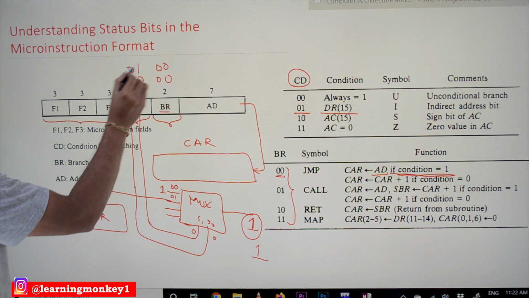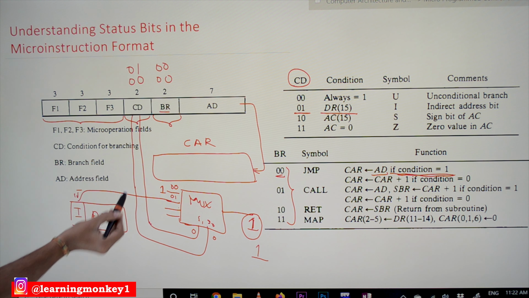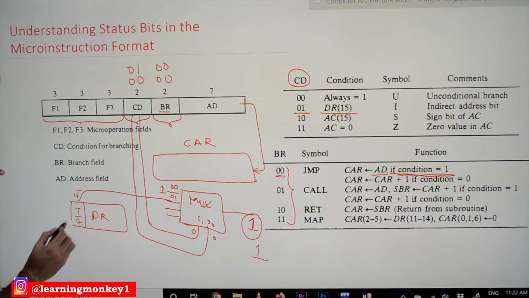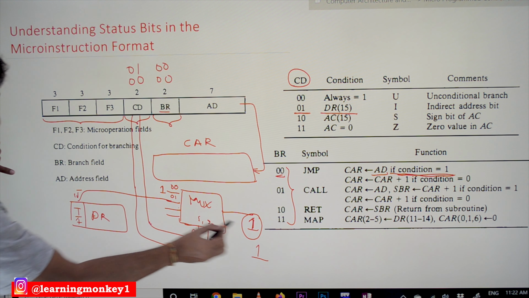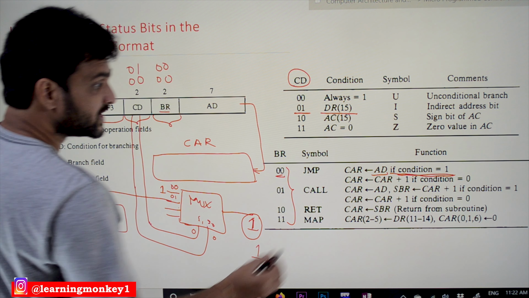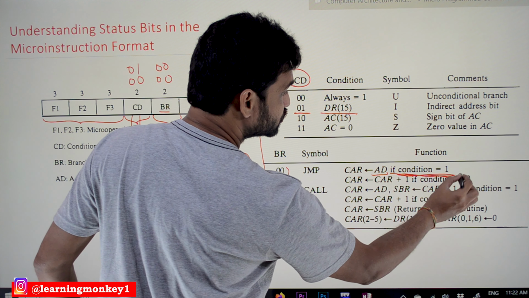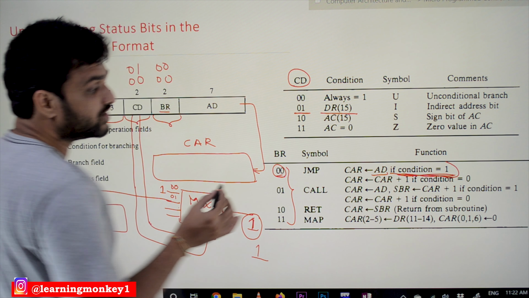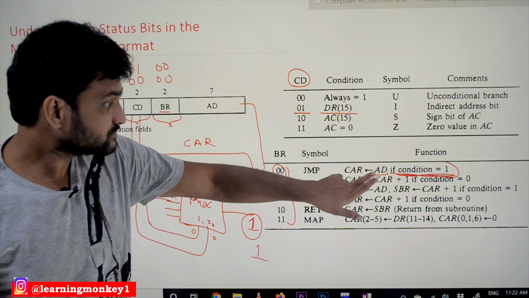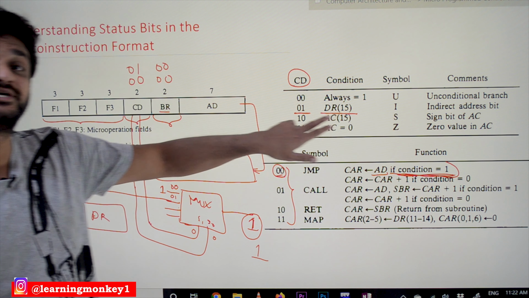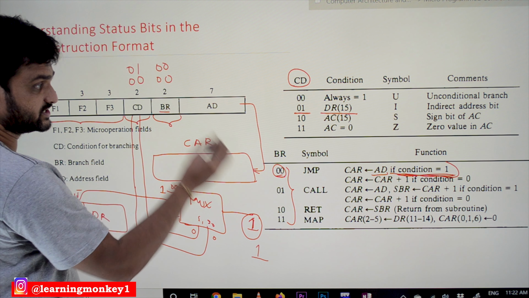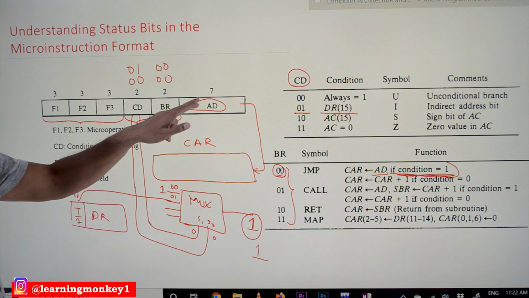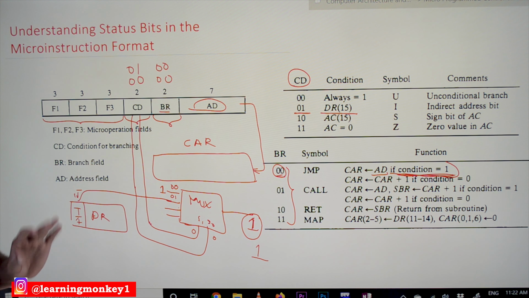If the condition is 0 1 and the BR value is 0 0, what is it having? It is having an input value of 1, and it is going to produce the output as 1. And if the condition is true and the BR value is 0 0, what we have to do is transfer this address value onto the control address register. Whatever value we have in the address part will get transferred onto the control address register.